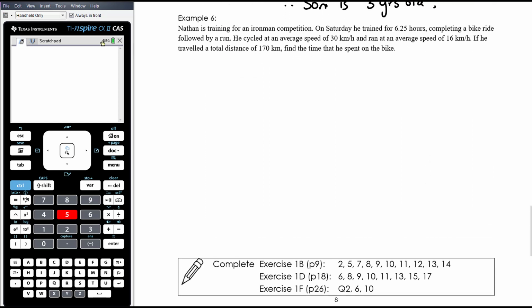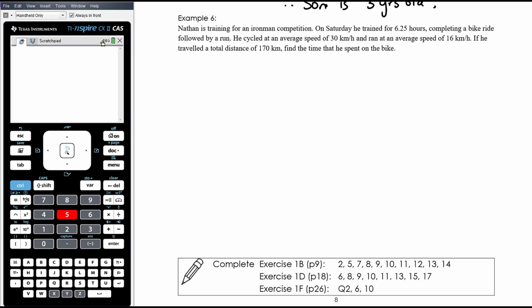Okay, last example. Example 6 is a classic distance, speed, time. Nathan is training for an Ironman competition. On Saturday, he trained for 6.25 hours, completing a bike ride followed by a run. He cycled at an average speed of 30 kilometres per hour and ran at an average speed of 16 kilometres per hour. If he travelled a total of 170 kilometres, find the time that he spent on the bike. There are lots and lots of quantities here. There is distance, speed and time for the run and for the cycle, and then there's also information about totals.